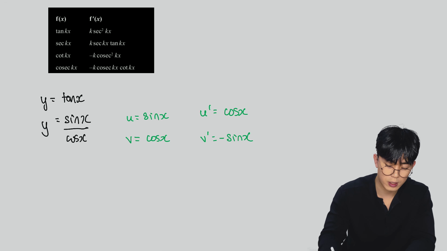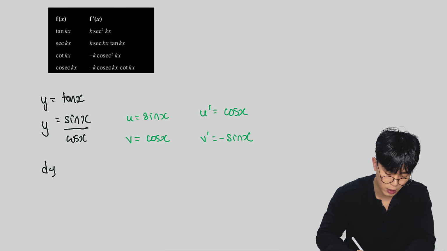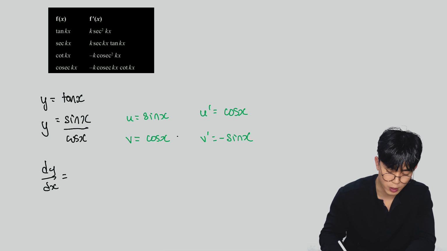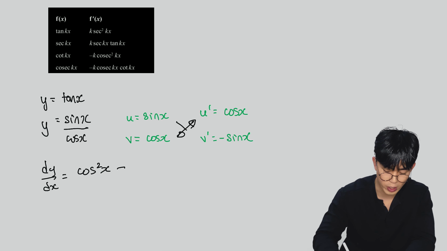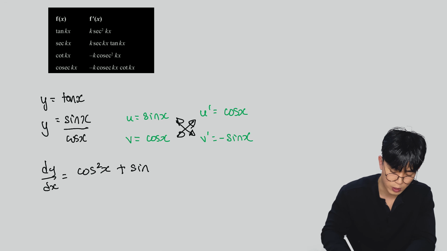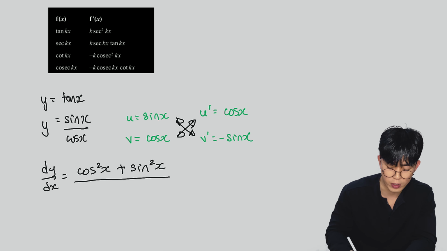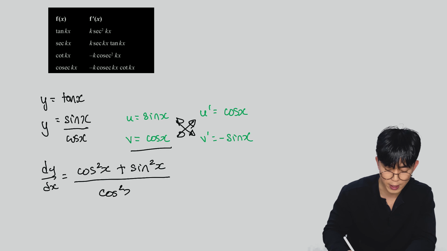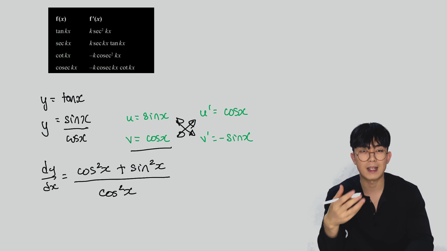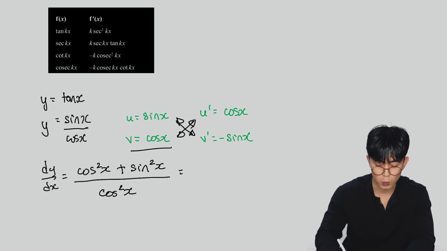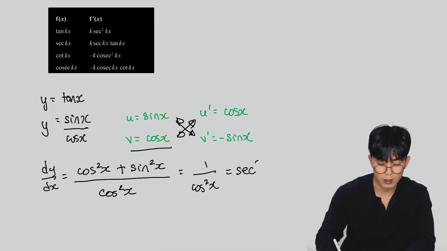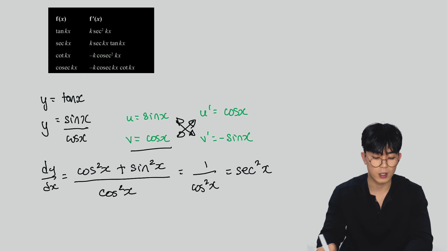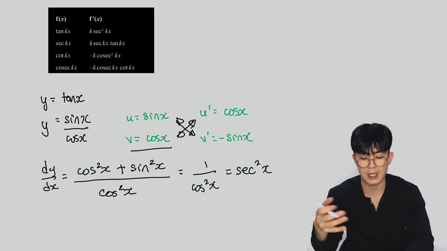And using the quotient rule, dy by dx is going to be v times u prime, so these two multiplied first, which gives us cos squared x, minus u times v prime, so these two multiplied together. There's a minus here, right? So this turns to positive sine squared x, and that's all over v squared, so it's going to be cos squared x, like so. Now we know the identity cos squared plus sine squared is 1, so that means it's going to be 1 over cos squared x. And 1 over cos is sec, so this is going to give us sec squared x. So this is where the derivative of tan x comes from, it is sec squared. That's how you prove it.